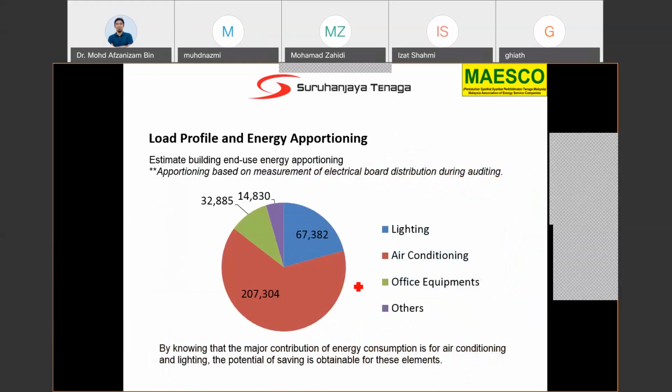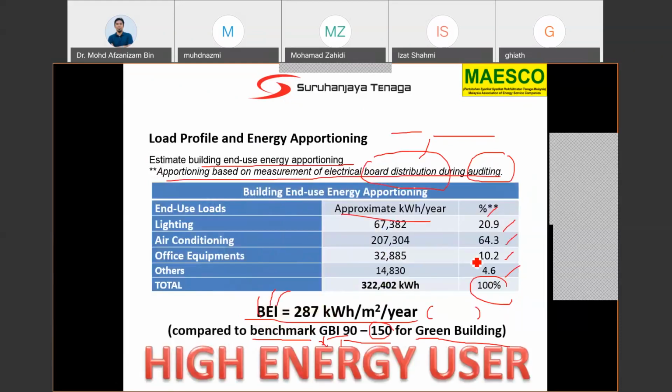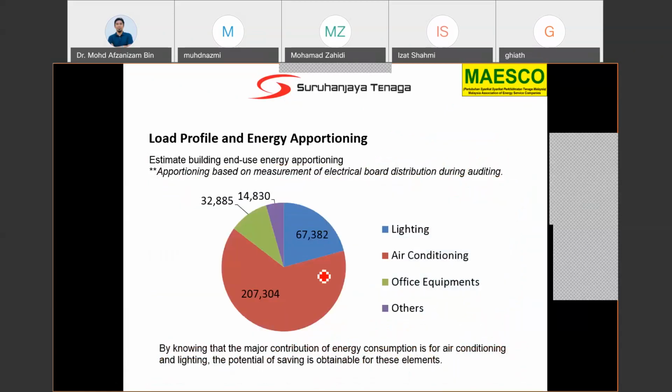And then after they go through this detail, they try to make it in the form of a pie chart. Then they can easily see what is the higher consumption of energy. The load profile and energy apportioning is based on the measurements that people took during the auditing. So by having this kind of pie chart, by knowing the major contribution of energy consumption is air conditioning and lighting, the potential of saving is obtainable for these elements.